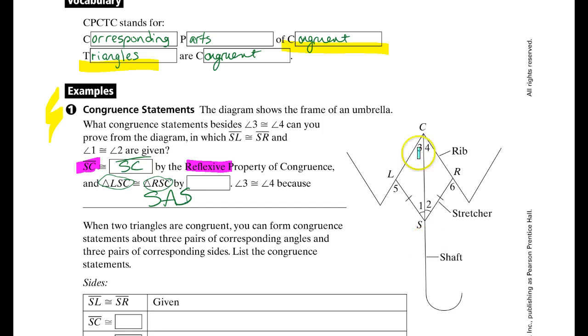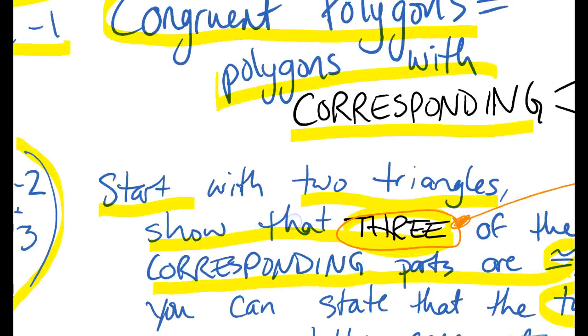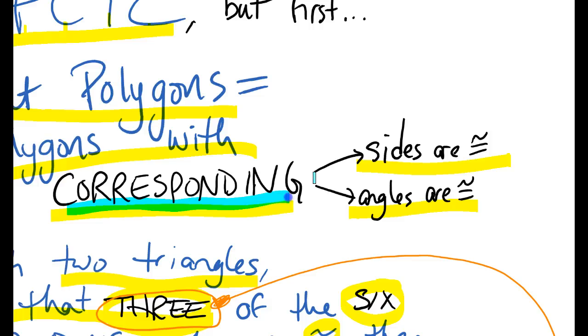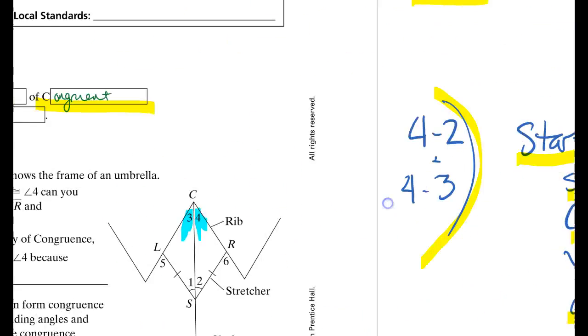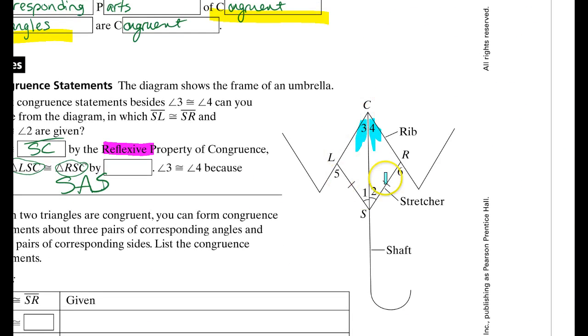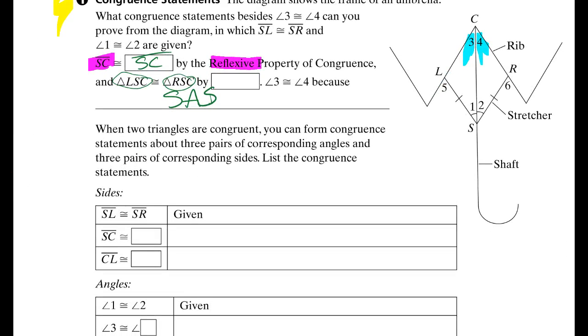Well, hey, we can actually talk about angle 3 and angle 4 now because we've proven the triangles are congruent. And what's the definition of a congruent polygon? The corresponding sides are congruent and the corresponding angles are congruent. So we know that these 2 triangles are congruent, so the other things that correspond must also be congruent. So you can form congruence statements about all 3 pairs of corresponding angles and now all 3 pairs of corresponding sides. So here are the congruence statements.